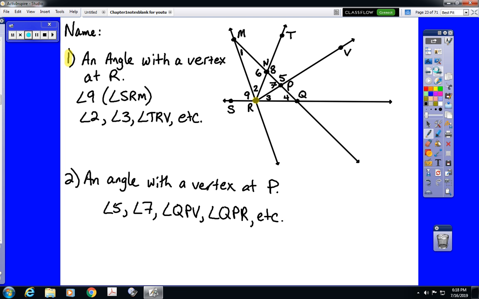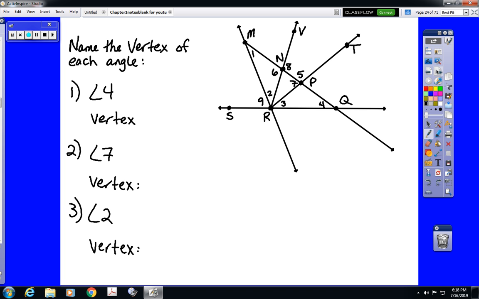That brings us to our next example. Here's the same picture, I believe. It says name the vertex of each angle. So, name the vertex of angle 4. We go and we find angle 4. Well, angle 4 is this angle that I'm tracing with my pen right now. The vertex of that angle is point Q.